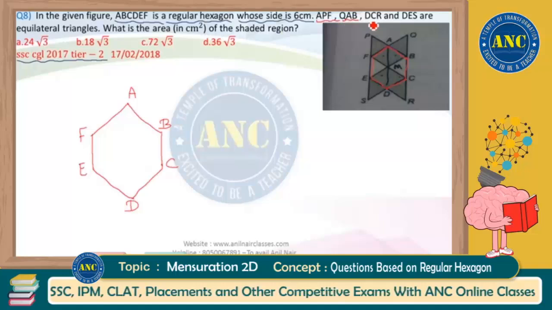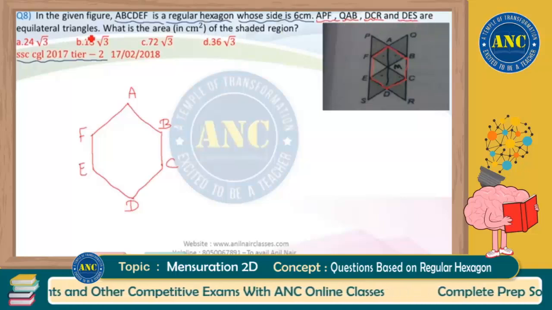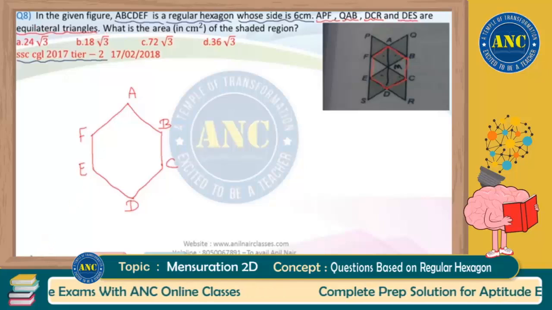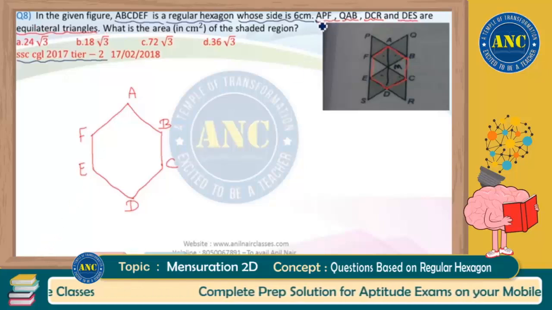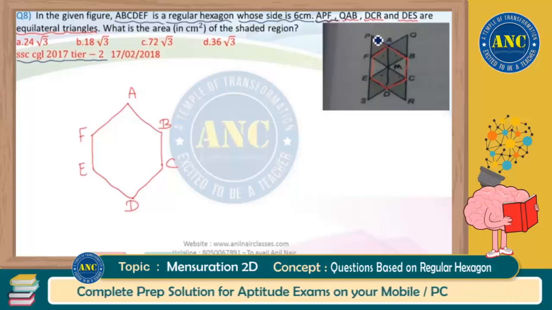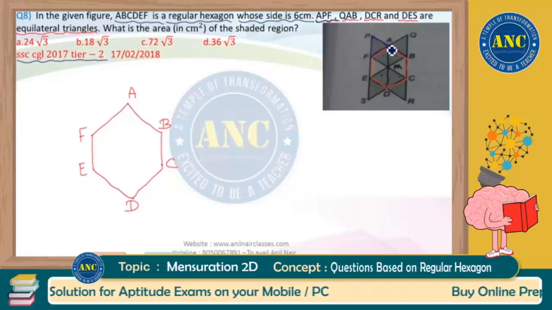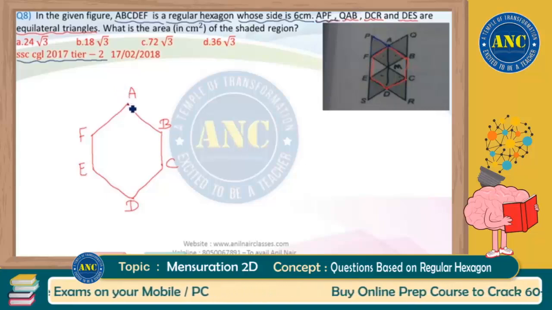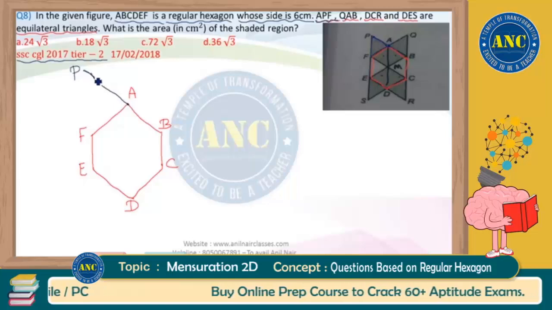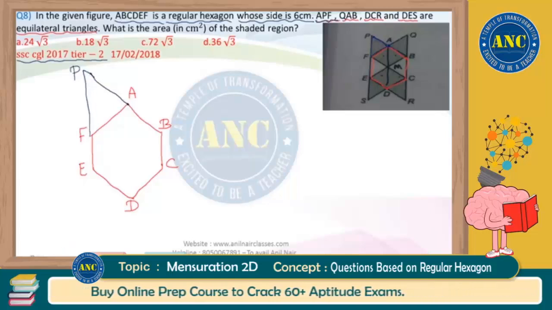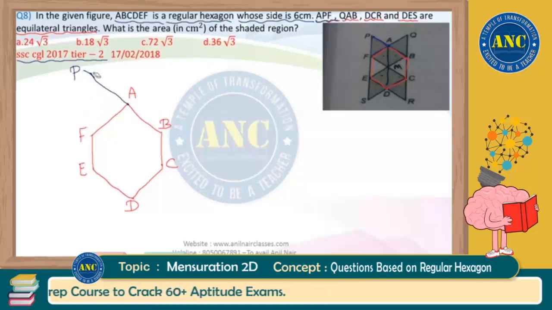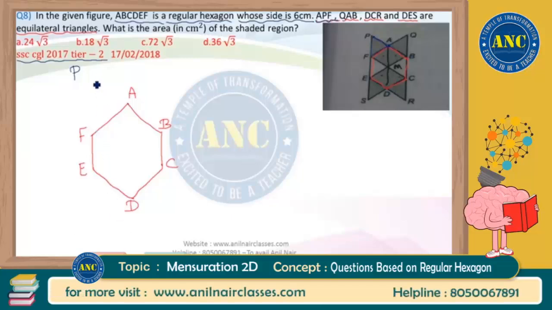APF, QAB, DCR, DES are equilateral triangles. What are the triangles they are saying, sir? First triangle is APF. A, P, F, this point is P. This is an equilateral triangle. I did not draw it properly, let me erase it and draw it one more time. So APF is an equilateral triangle.